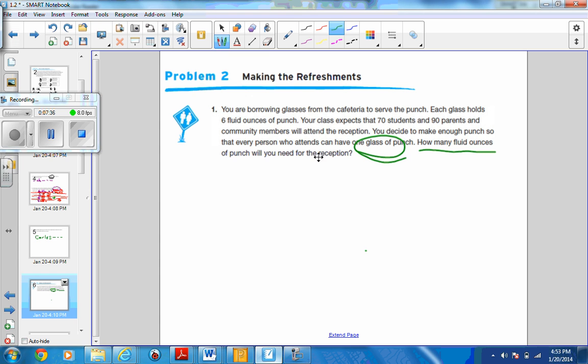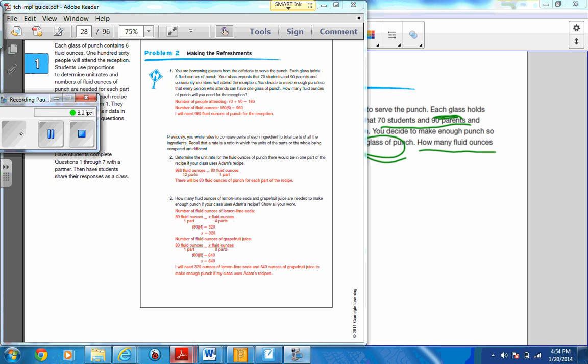So that's what we're trying to find. We've got to find out how many fluid ounces of punch you need for the reception. So let's go back and look. Each glass holds 6, so each glass, that's important, holds 6 fluid ounces of punch. And how many people are coming? We have 70 students plus 90 parents. Each gets 1 glass. So we have to figure out the total punch we need. Okay, so stop the video.